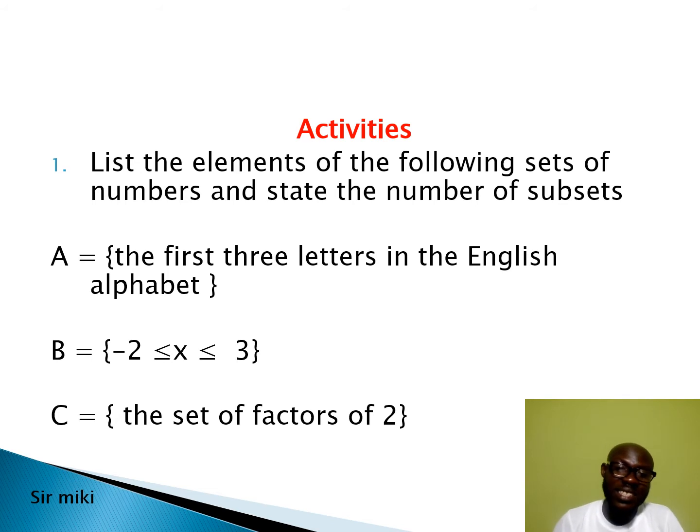It says list the elements of the following sets of numbers and their subsets. We are to list the elements of these sets and their subsets. Set A equals curly brackets the first 3 letters in the English alphabet. Set B equals curly brackets minus 2 less or equal to x less or equal to 3. Set C equals curly bracket factors of 2. Good.